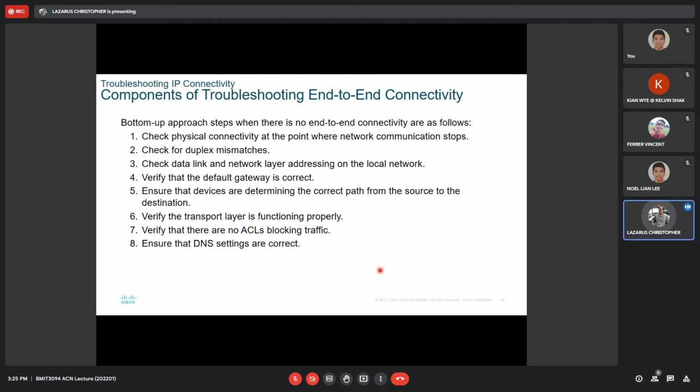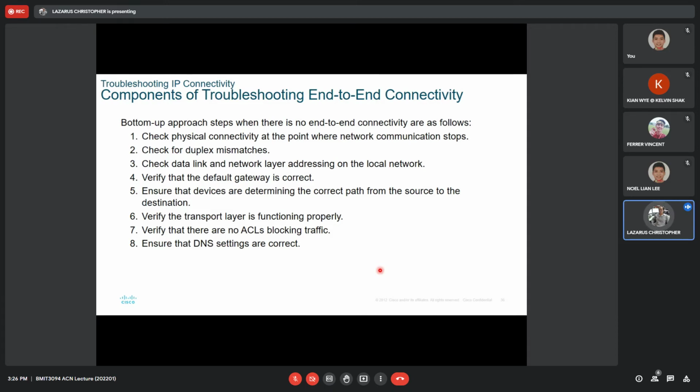And then you can also verify the transport layer is functioning properly. For the transport layer, you can check for TCP, UDP, and also the port. That means you can check the port number is accurate or not. And then at layer 7, you check whether your access control list is set correctly. The entries are all correct, because improper ACL entries can block traffic.